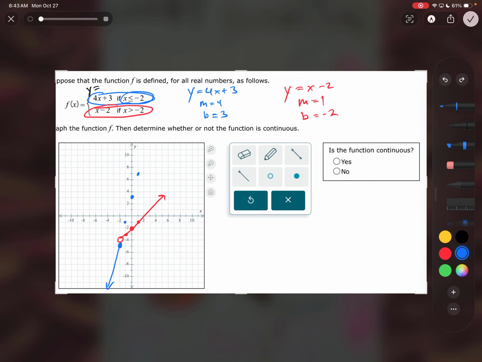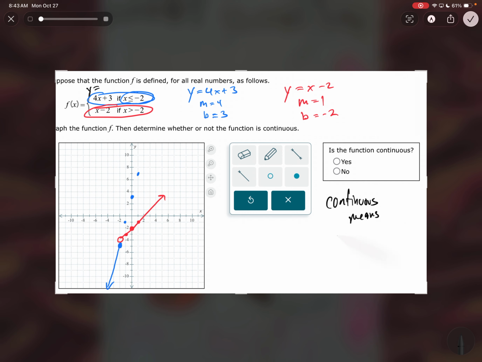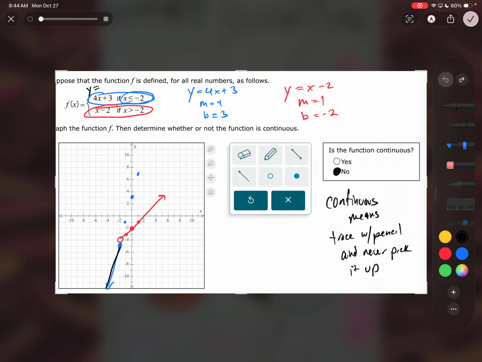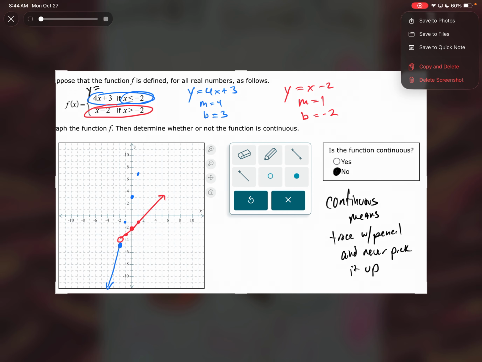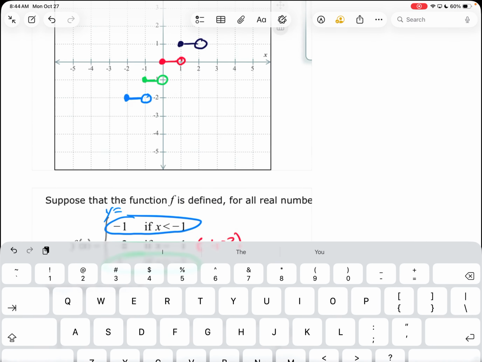Continuous, the word continuous right here, means I think about trace with pencil and never pick it up. Okay, so this one's going to be no, because as I trace this one, I would have to pick it up and jump to my red one. That's kind of the easiest way to see if it's continuous or not.